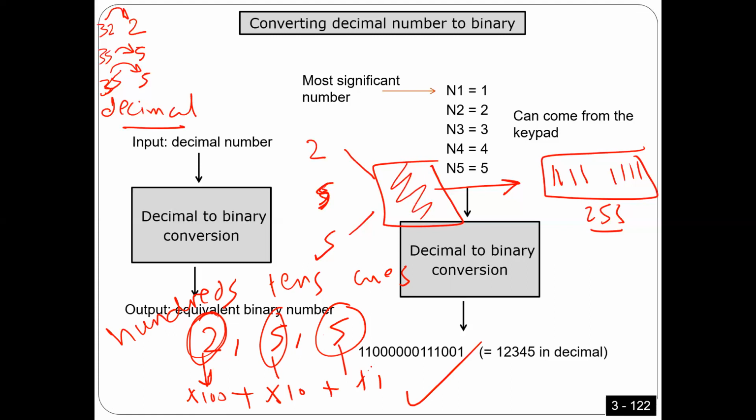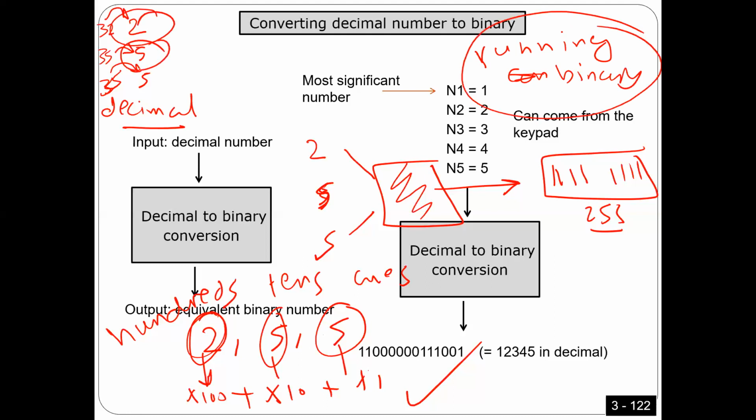I can make a running conversion, a running binary number. I'm going to tell you what I mean by running. Every time I get a digit from the user, I'm going to make a running value. So I'm going to tell you how. This is one way, and I'm going to explain another way.